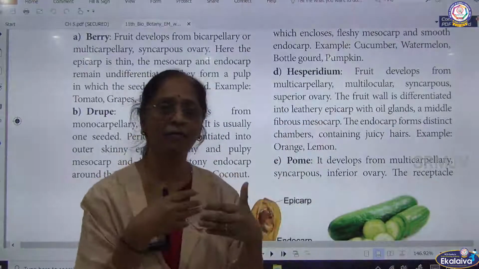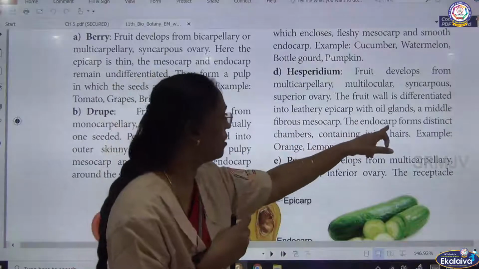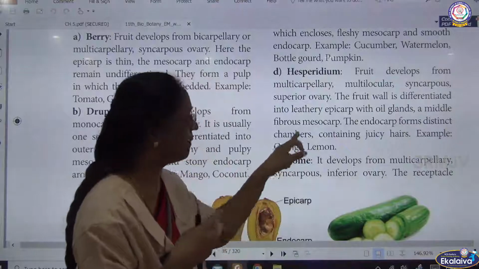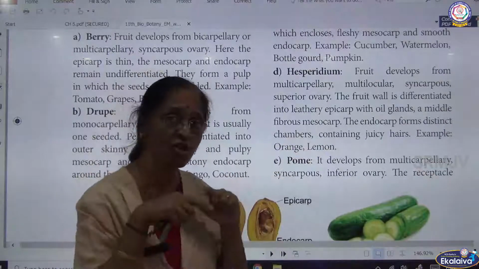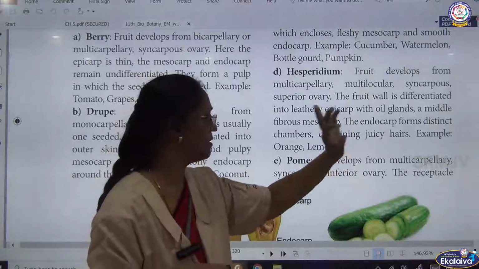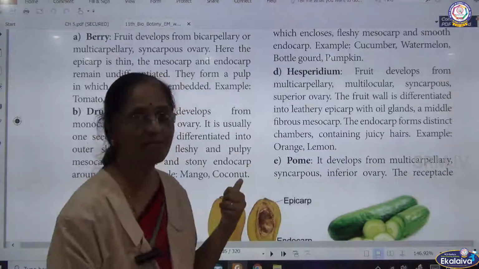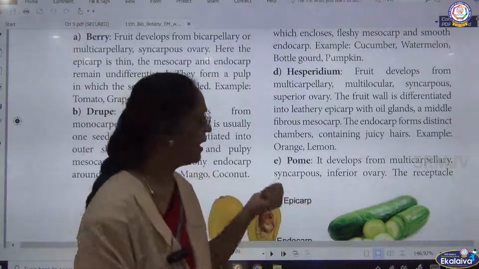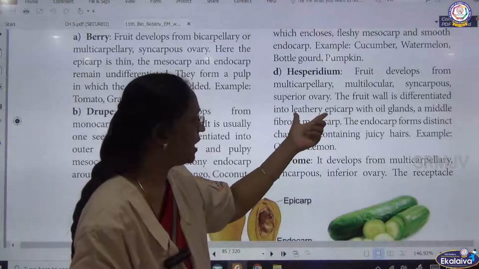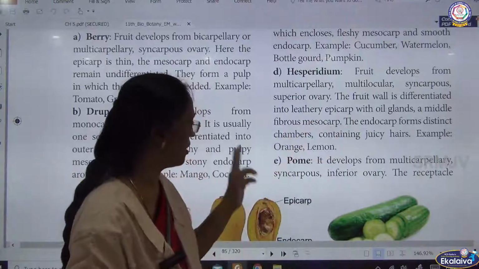And on the inner side you will find a middle fibrous mesocarp, and we cannot distinguish the endocarp, but the endocarp forms distinct chambers. You can find many chambers, and all will contain the juicy hairs. So in lemon and orange we can find this kind of fruit, what we call a Hesperidium, having a leathery epicarp, and then the endocarp forms the distinct chambers.